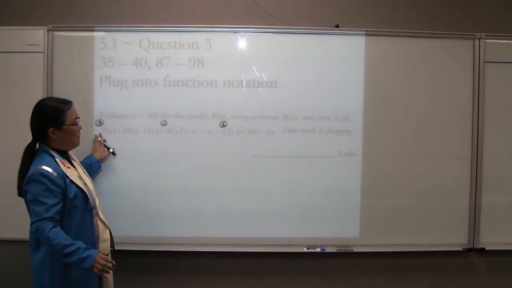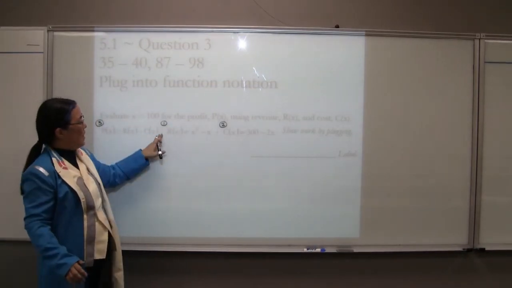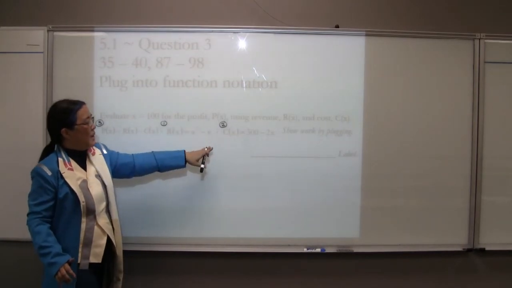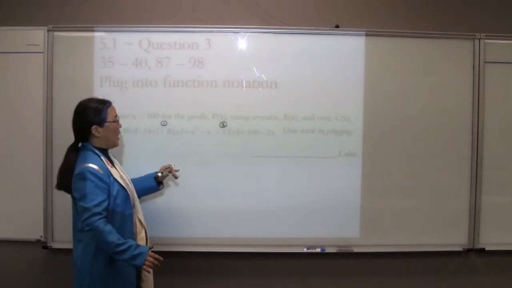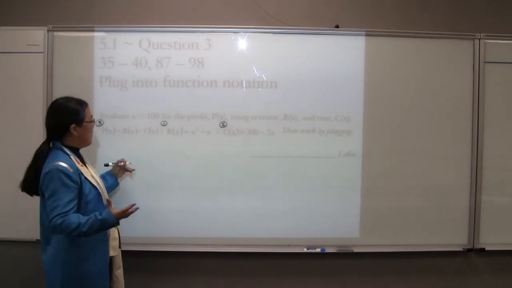So P of X, P stands for profit, R of X, R stands for revenue, and C of X, C stands for cost. This is an actual formula.